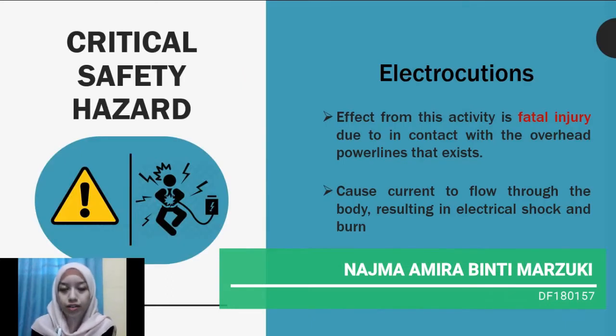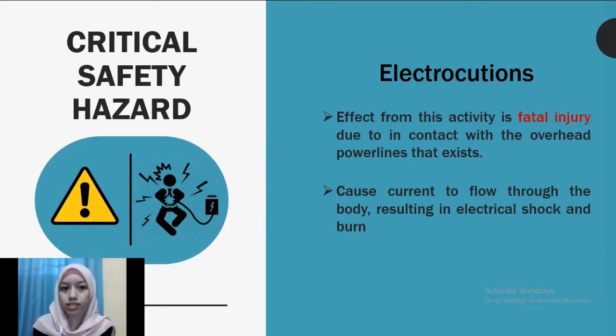So based on the hierarchy table that has been evaluated, one of the critical safety hazards is electrocution. The effect from this activity is fatal injury due to contact with the overhead power lines that exist. Electrocution causes the current to flow through the body, resulting in electrical shock and burns. It is worse if the worker who suffers from electrocution falls from the roof. Therefore, electrocution is one of the critical safety hazards that bring fatal injury to the workers.